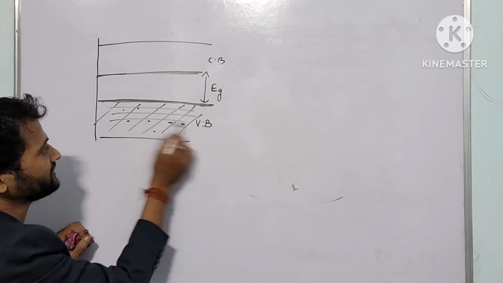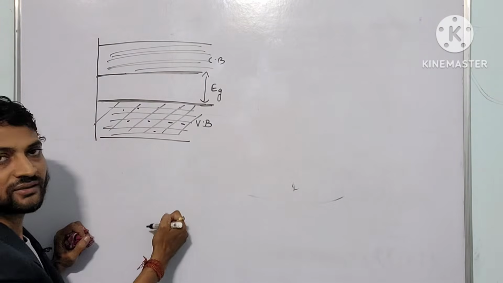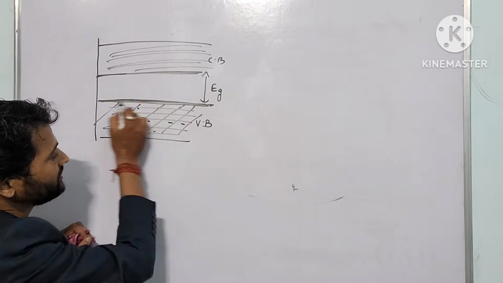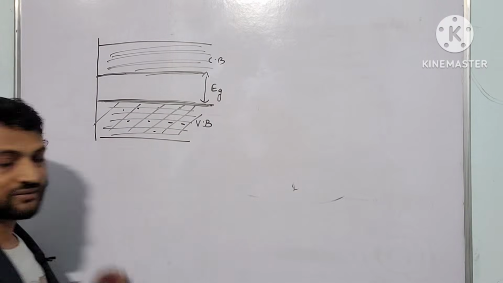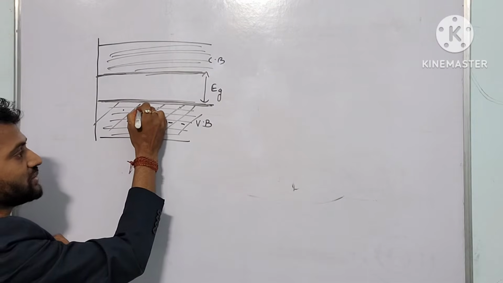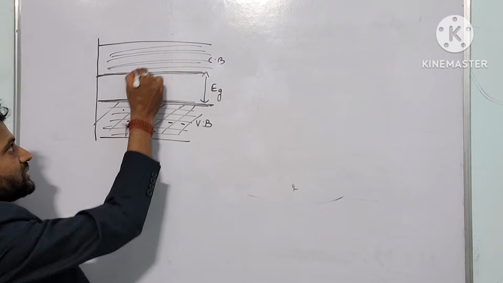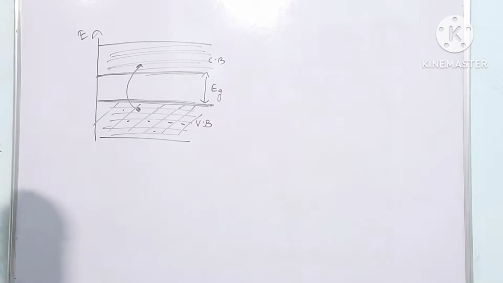There are various energy levels here, and also here, right? So the upper energy level of valence band and lower energy level of conduction band, this gap is called energy gap. So यहाँ पे electron नहीं होता है, right? If we give energy to the electron in valence orbit, it will jump to conduction band, right?